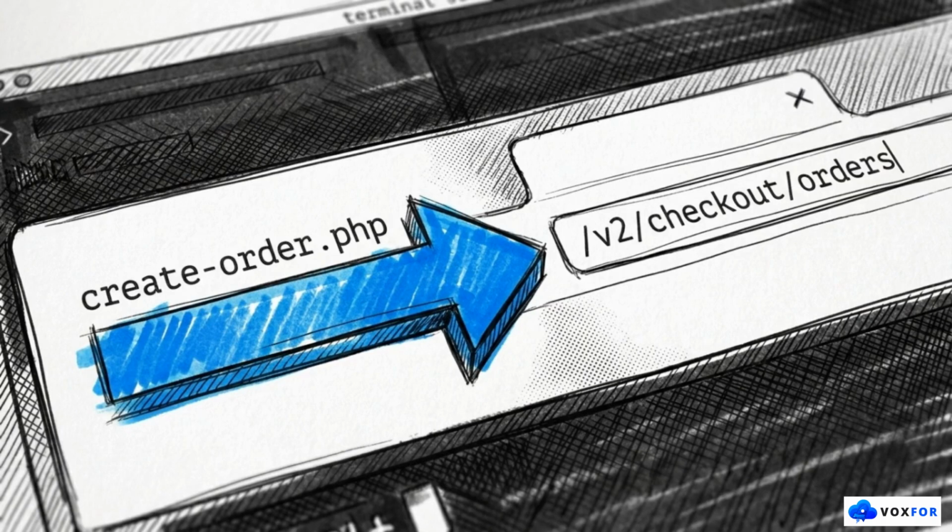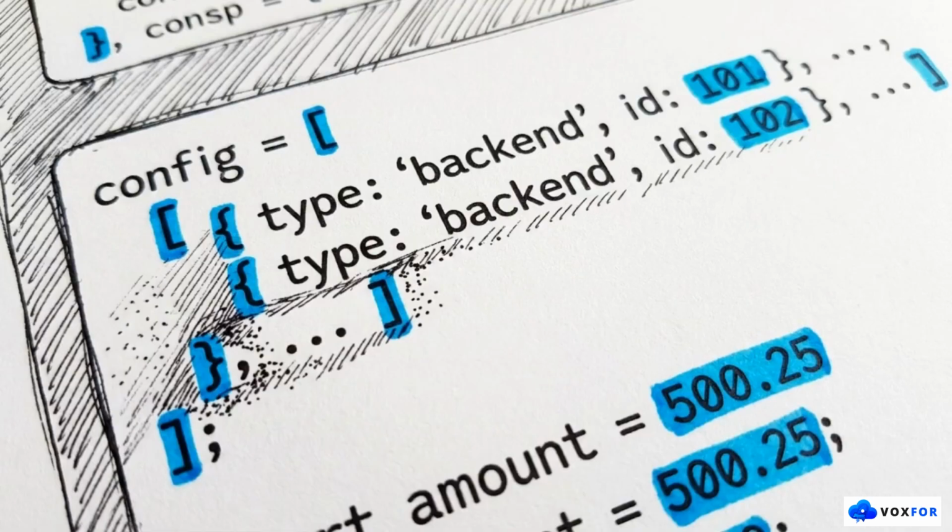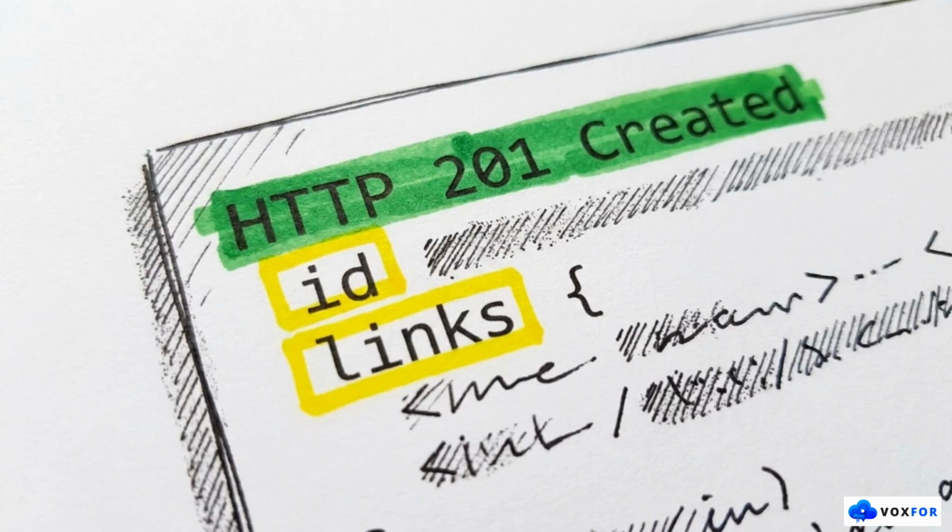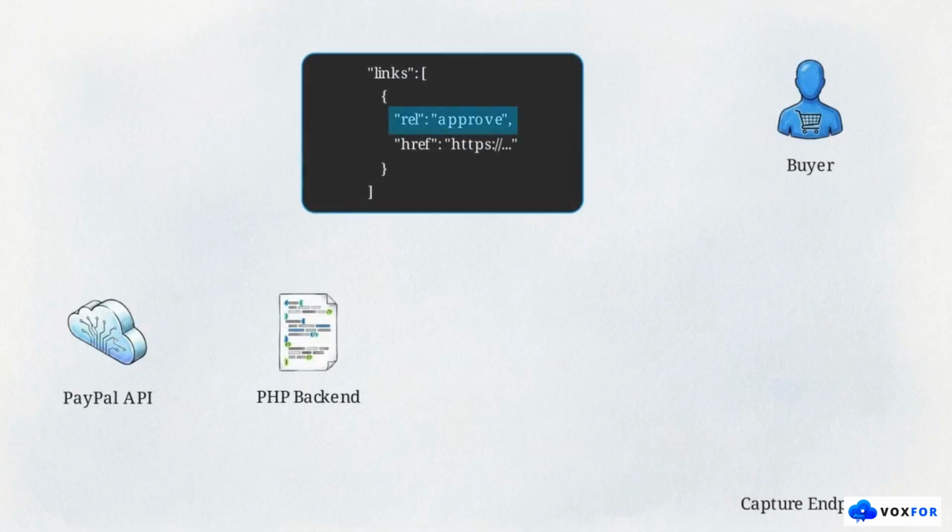Next, write a create_order.php script. This executes a POST request to the v2/checkout/orders endpoint, defining the transaction amount on the backend where it cannot be tampered with. If the request is successful, PayPal returns an HTTP 201 status, a unique order ID, and an array of HTTPS navigation links. Within the JSON response, locate the rel approve URL. This redirects the buyer to authorize the payment.